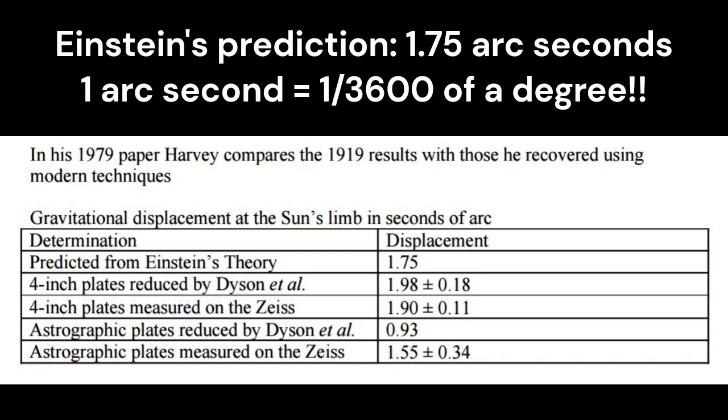Now, it's a difficult experiment to do, partly because of the solar eclipse. The amount of shifting that Einstein predicted was 1.75 arc seconds. An arc second is 1/60th of an arc minute, and an arc minute is 1/60th of a degree. So 1 arc second is 1/3600th of a degree, a very small angular shift.